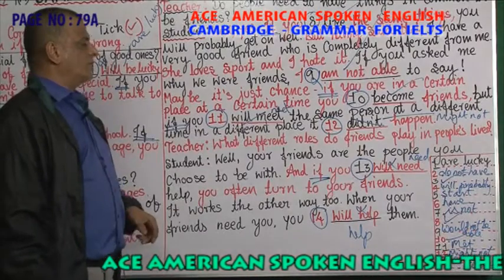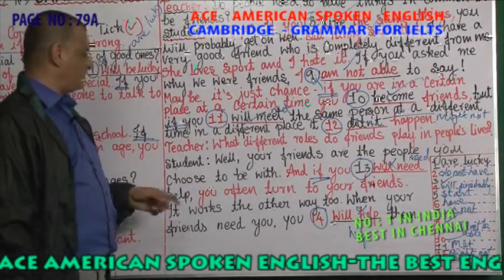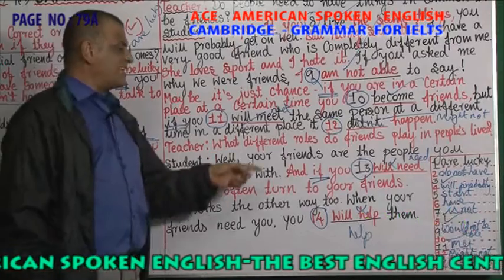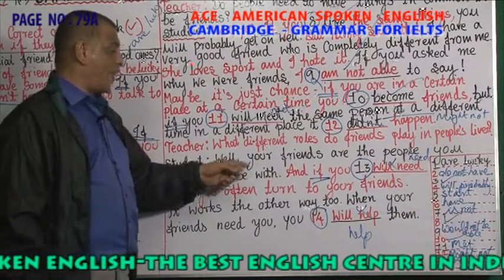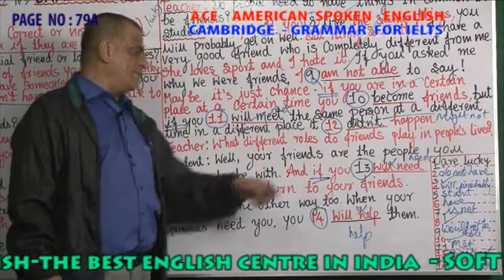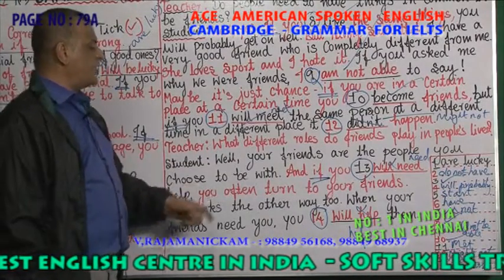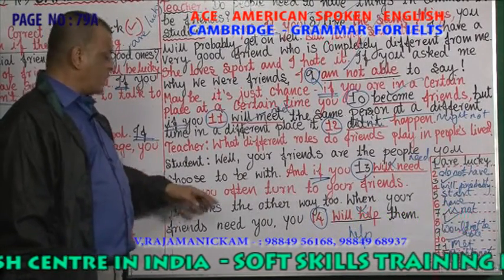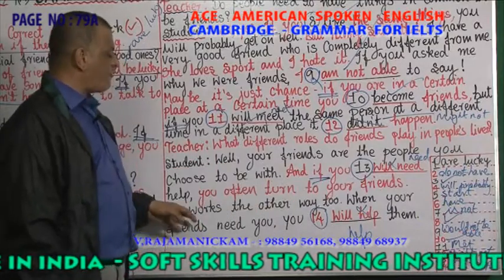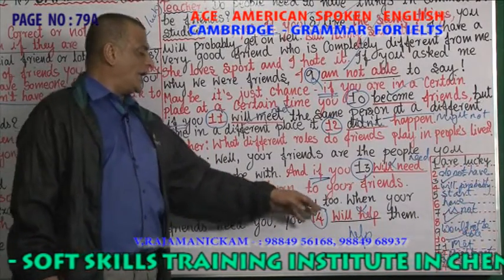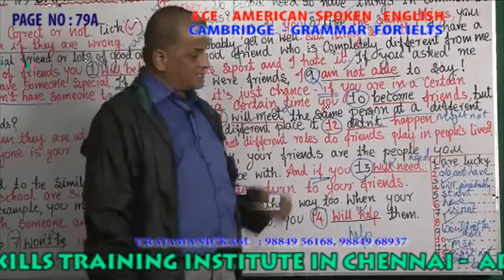What different roles do friends play in people's lives? And the student says, well, your friends are the people you choose to be with. And if you need help, you often turn to your friends. It works the other way too. When your friends need you, you will help them. "Will help" is wrong; help is the correct answer. Hope you're able to get it.